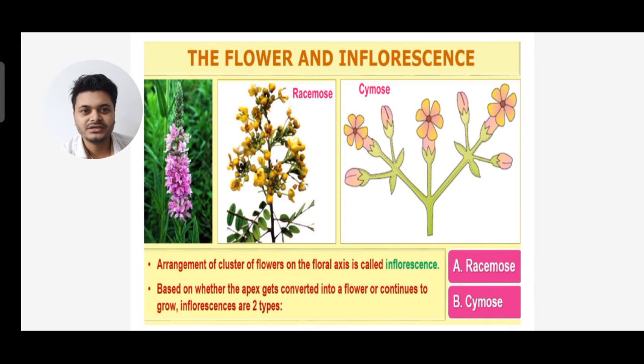Based on whether the apex gets converted into a flower or continues to grow, inflorescences are of two types: racemose and cymose. You can see the picture of racemose and cymose. So what is inflorescence? The arrangement of clusters of flowers on the floral axis is called inflorescence. So a group of flowers is an inflorescence. There are two types, racemose and cymose, and we'll see the definition of each one by one.